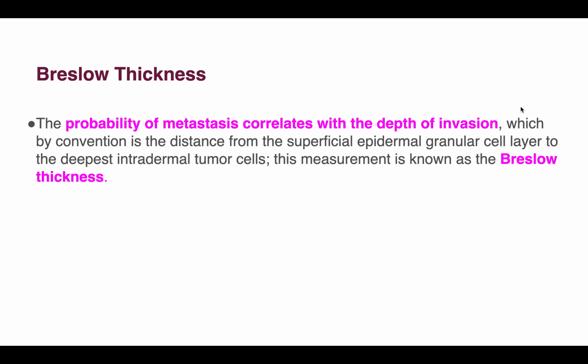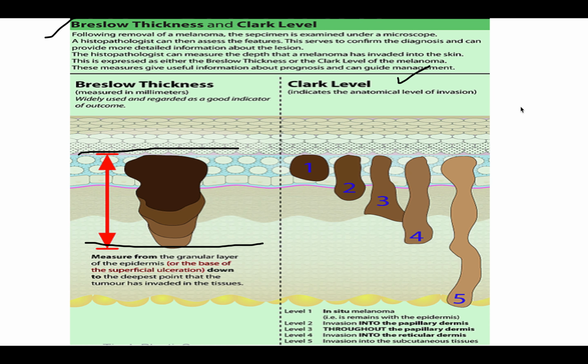It is just the depth of invasion, a distance from the superficial epidermal layer to the deepest intradermal tumor cells. This is known as Breslow's thickness. Second is the Clark's level. Now what is Clark's level?